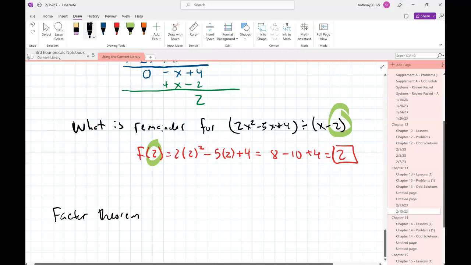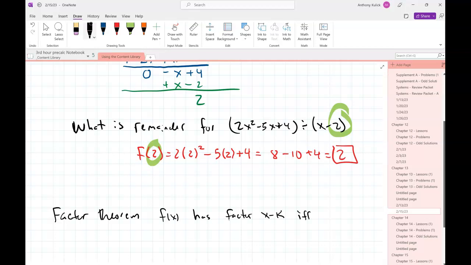We say that f of x has the factor x minus k if and only if f of k is equal to 0.